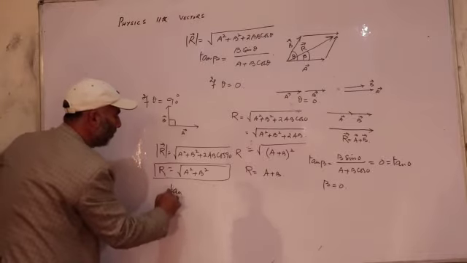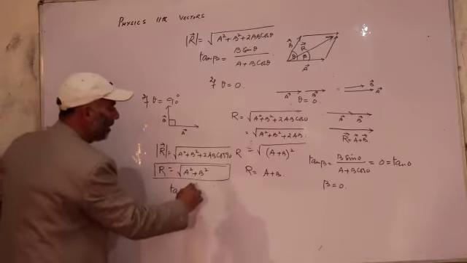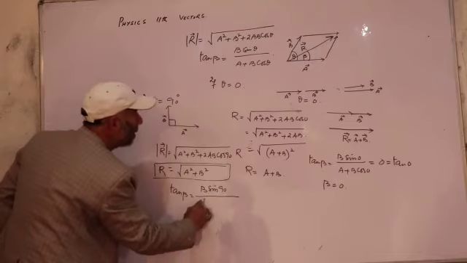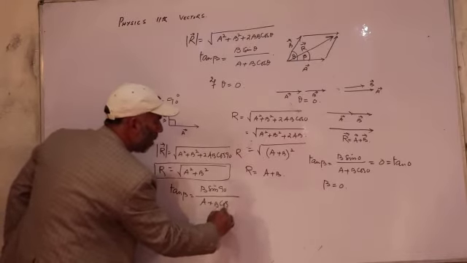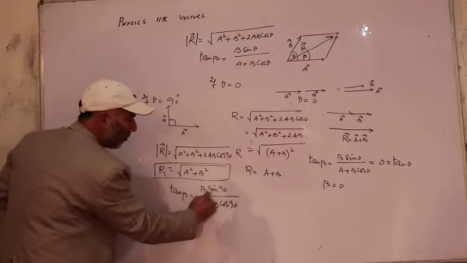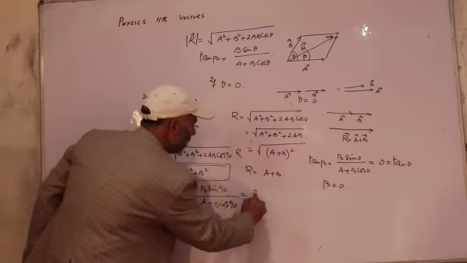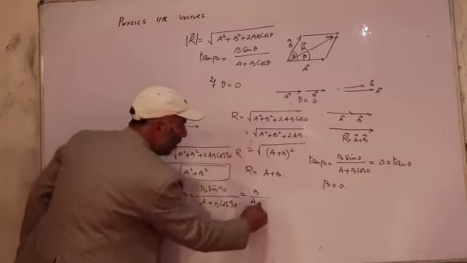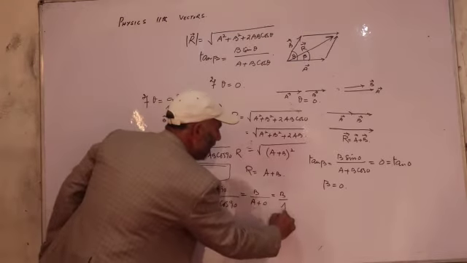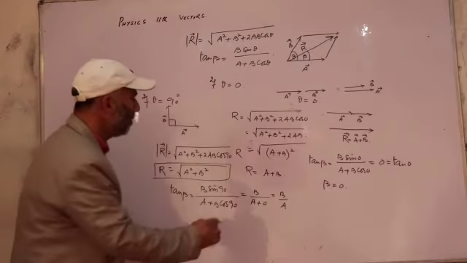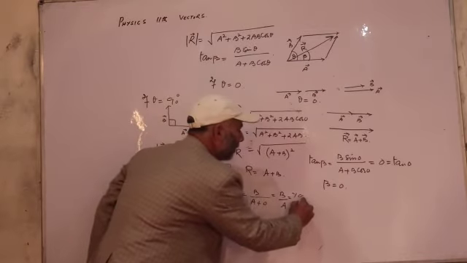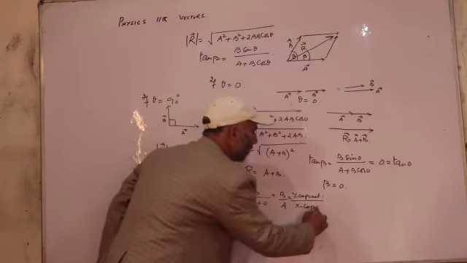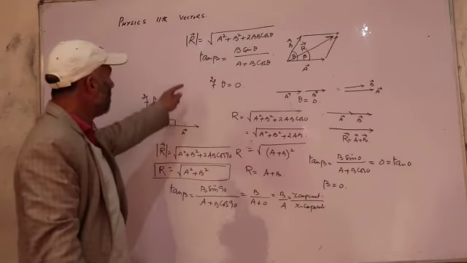So tan of beta is equal to B sine of 90, perpendicular vectors ki baat ho rahi hai, divided by A plus B cos of 90. Since sine of 90 is 1, so that is B divided by A plus B cos of 90 is 0, that is 0, that is B by A. So B by A ho gaya, we can write it, it is y component divided by x component. Yeah. So remember this equation.